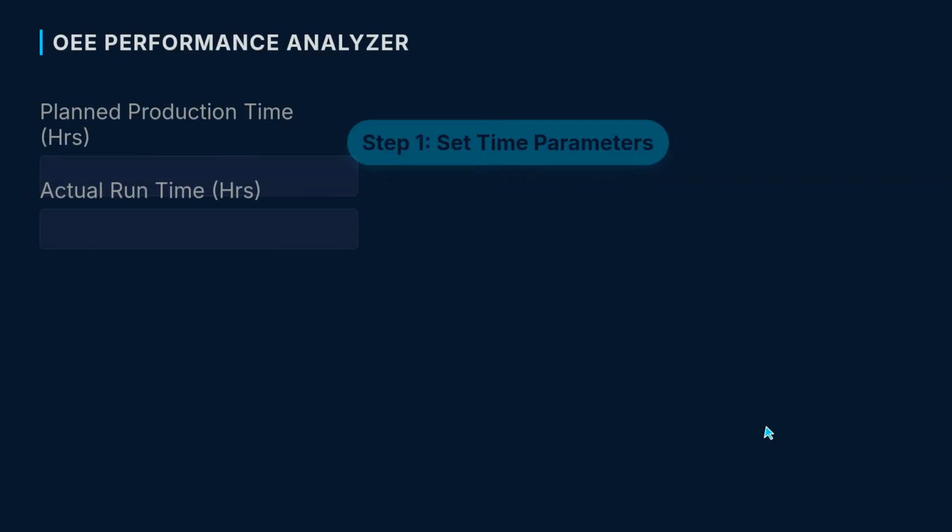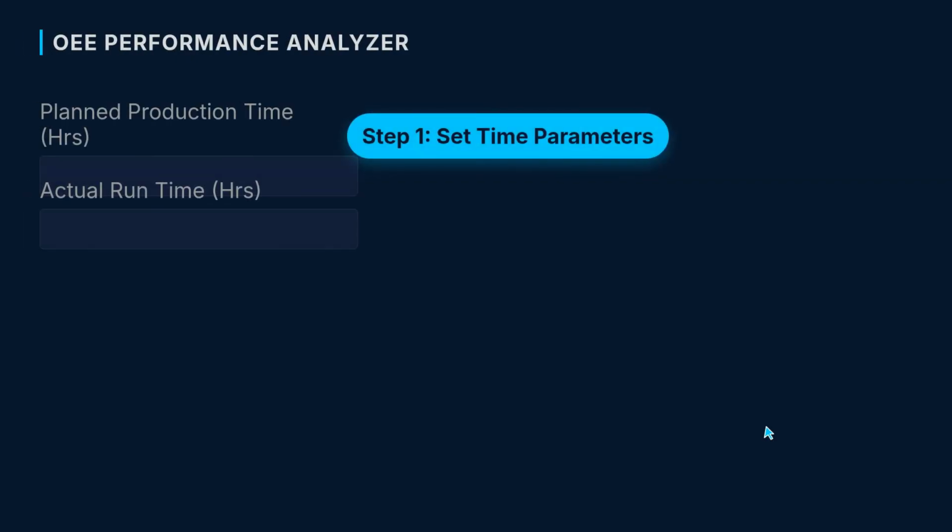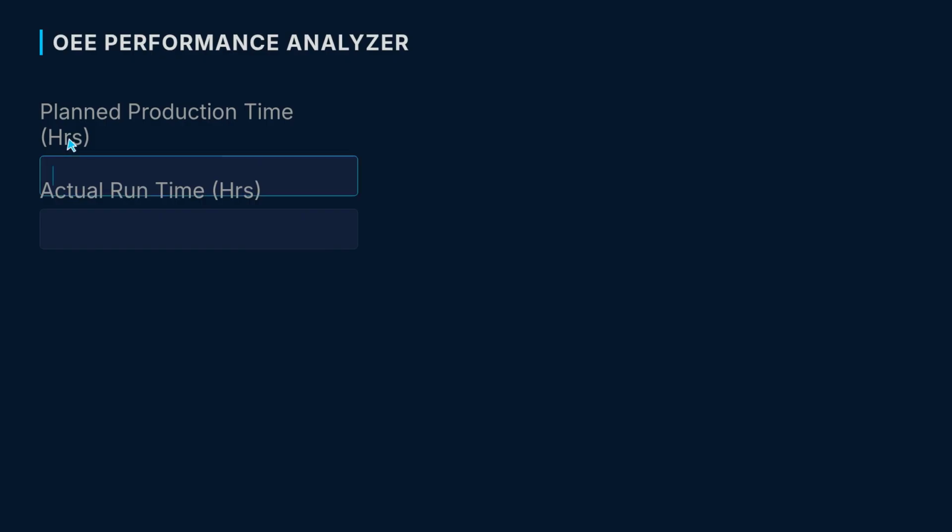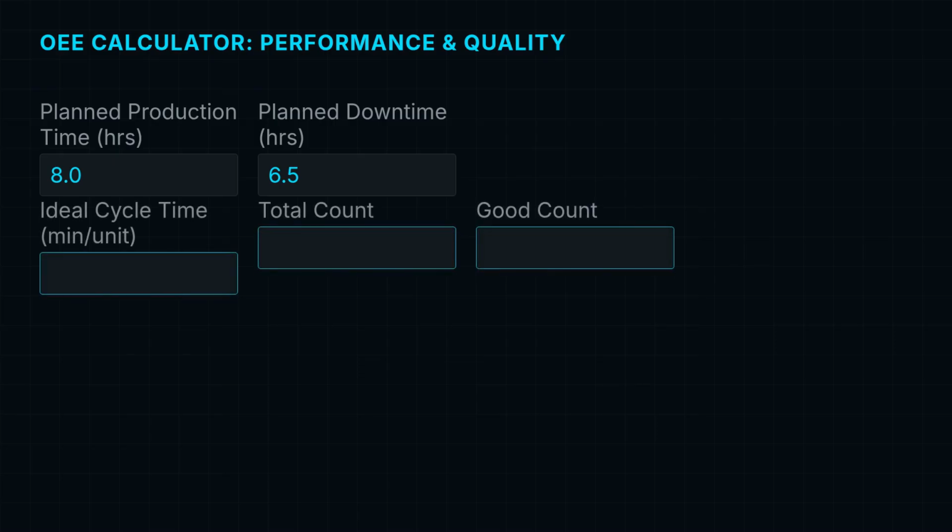Here's a practical example. Enter 8 for planned production time hours. Your equipment ran for 6.5 hours, so enter that for actual run time. Your ideal cycle time is 0.75 minutes per part. You produced 480 total parts, but only 450 were good parts.